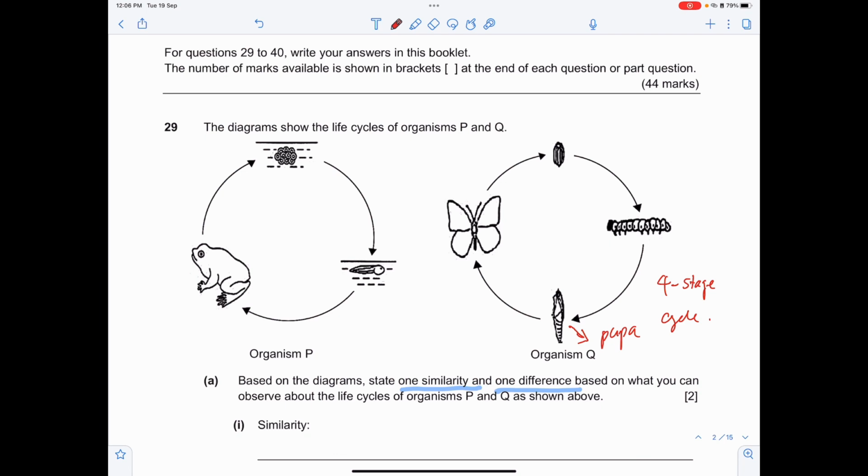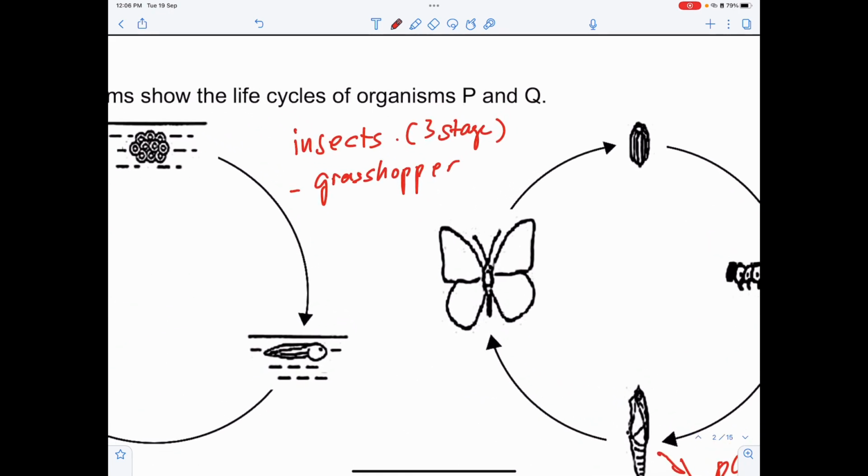Now, there are certain things that you need to note about life cycle. You need to know a few insects that have 3 stages. So things that are 3 stages will include things like your grasshopper, as well as your cockroach. And the interesting thing is that the young will look like the parents. The only difference is that it does not have wings. Only the adults have wings, and the young is known as a nymph.